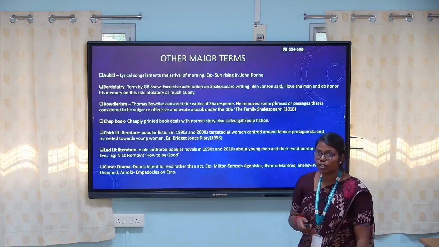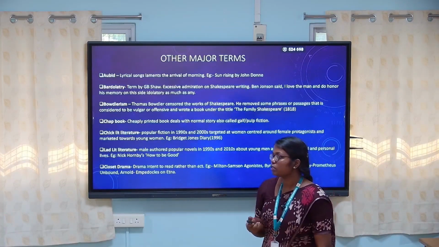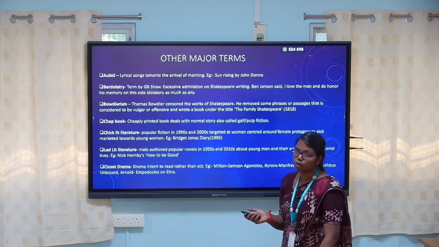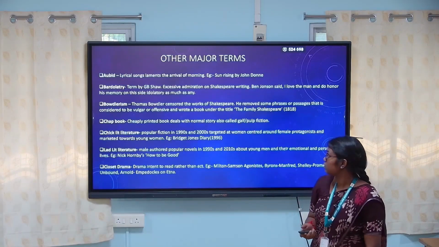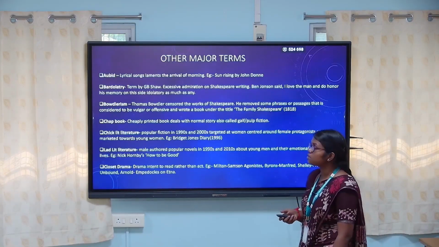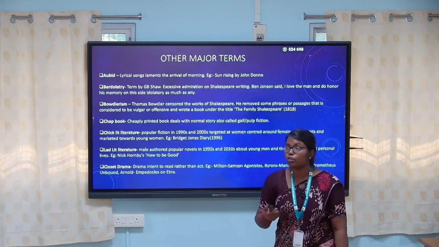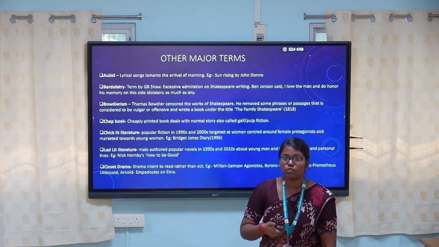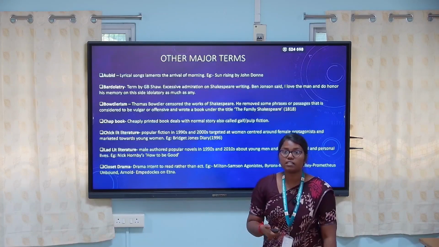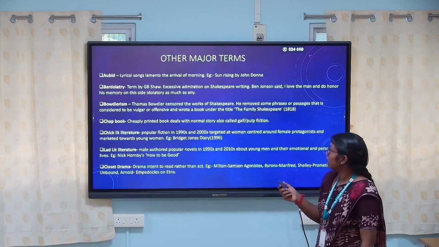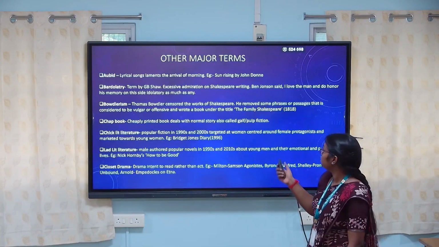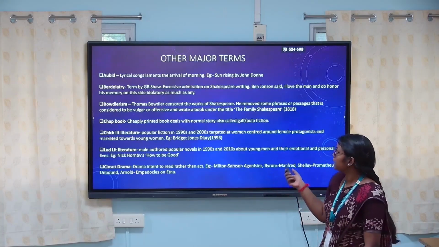In the next slide I am going to deal with some other major important literary terms apart from metaphor, metonymy, simile, etc. The first is aubade. Aubade is nothing but a lyric song which laments the arrival of morning, and here it addresses the season. For example, the poem The Sun Rising, which was written by John Donne.